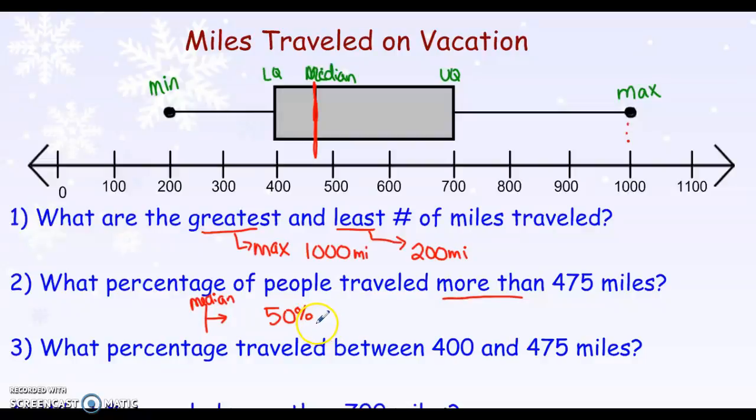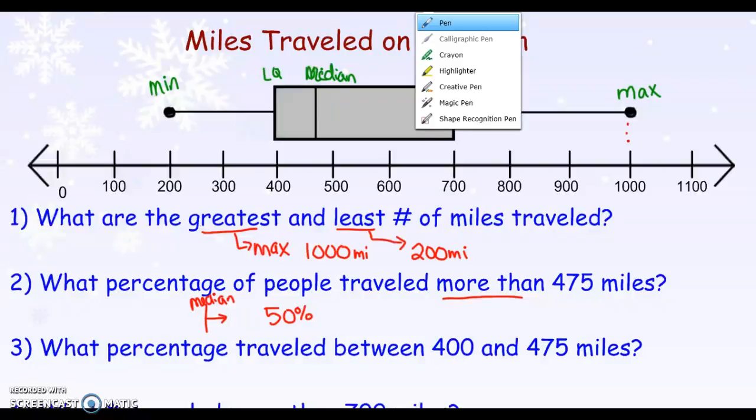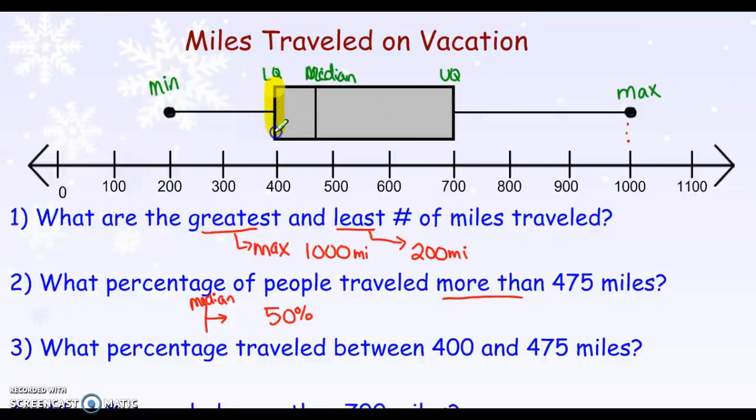Question 3. What percentage traveled between 400 and 475 miles? For this question, you need to identify the different parts. 400 miles is shown on our diagram right here, and that is representing our lower quartile. 475 is our median. The lower quartile is the middle of the bottom half. So if it is the middle of the bottom half to the median, that is representing a quarter, which is 25%.